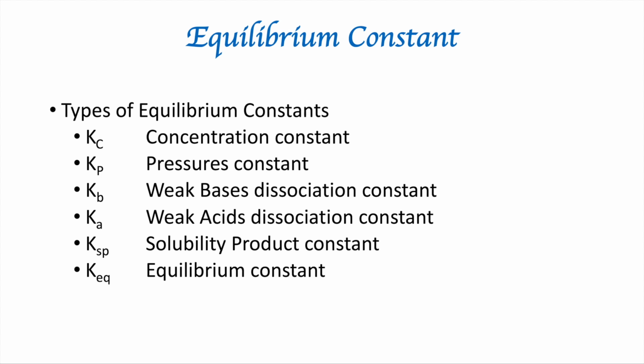And there are several different types of symbols here. Sometimes you'll see capital K sub C, that stands for the concentration constant. K sub P, the pressure constant. K sub B is the constant of a base. K sub A is the constant of an acid. K sub SP is your solubility product. K sub EQ, that's your equilibrium constant. They're basically all the same thing. You're just designating what type of constant you're looking at.